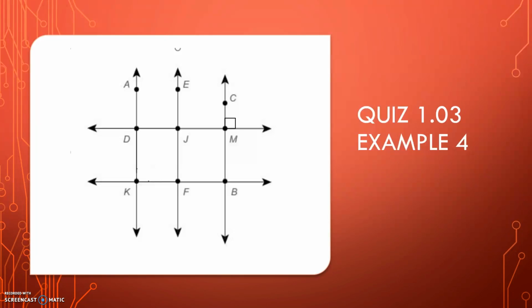Hey guys, we are going over 1.03 example 4. So we're going to just talk about what relationships we can assess from this picture.